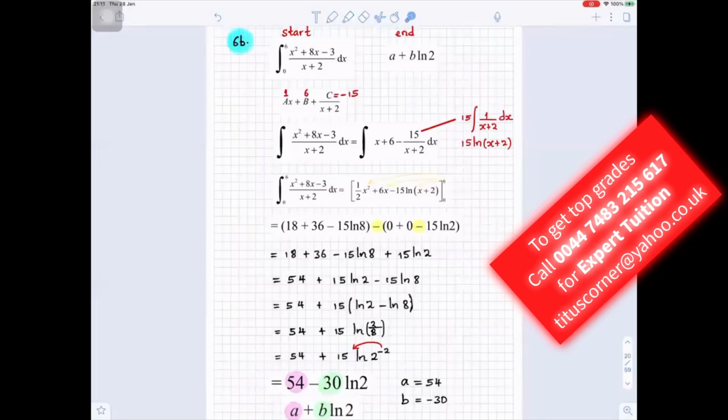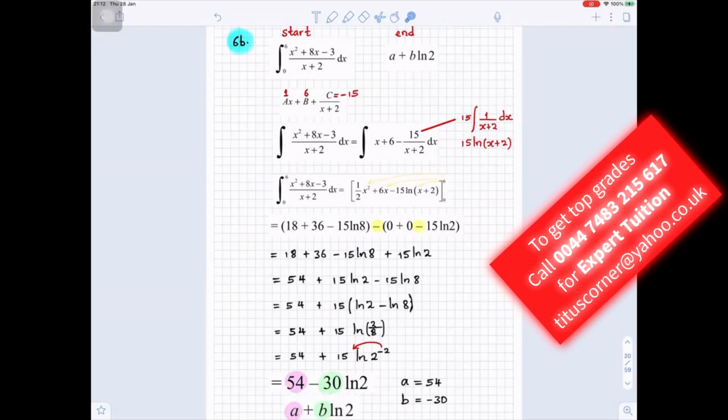For part B, it says we should integrate that expression. So we start there, and that's where we want to end. Since we had changed it to partial fractions, we know a is 1, b was 6, and c was minus 15 from part A. We can write it out like that. Now we can integrate x. When you integrate x, you get x squared over 2. You add 1 to the power and divide by the new power. When you integrate 6, you get 6x.